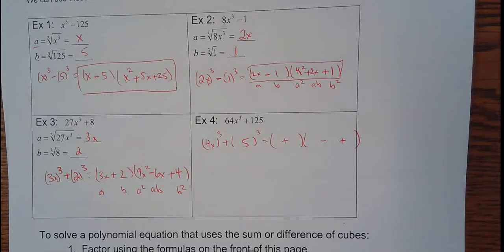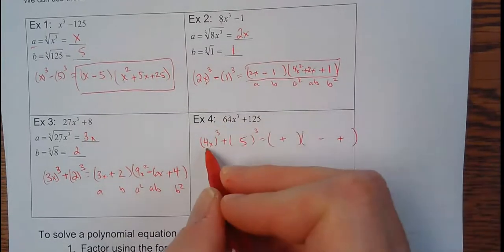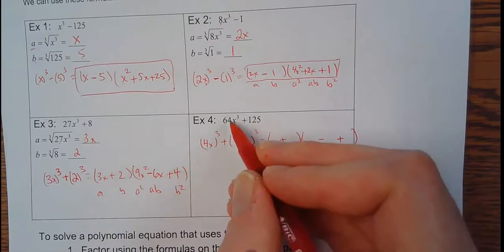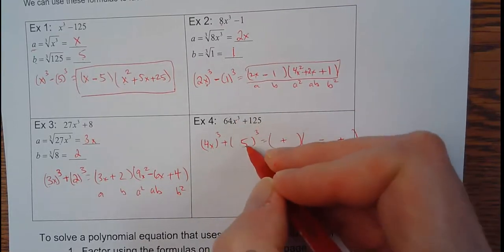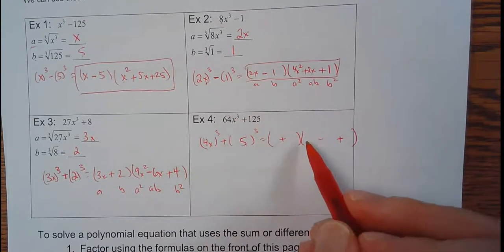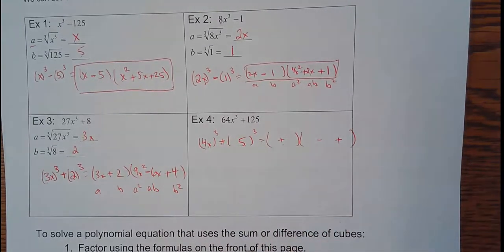Okay, so hopefully, when you thought, what's being cubed to give me 64x cubed? It's 4x, because 4 cubed is 64, x cubed is x cubed. What's being cubed to give me 125? It's 5. And then I filled in my signs here, so since this is a plus, the first one matches it, then the opposite, then always plus.